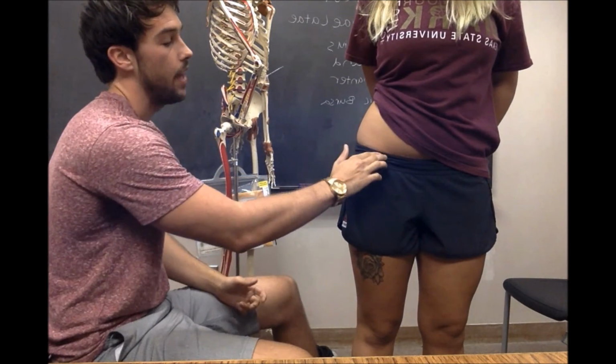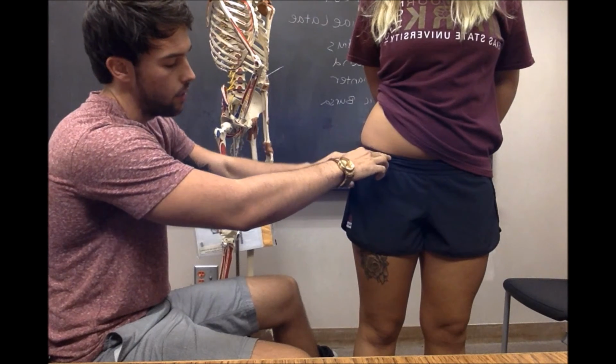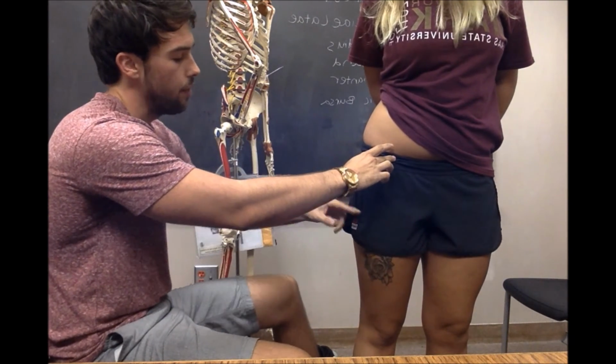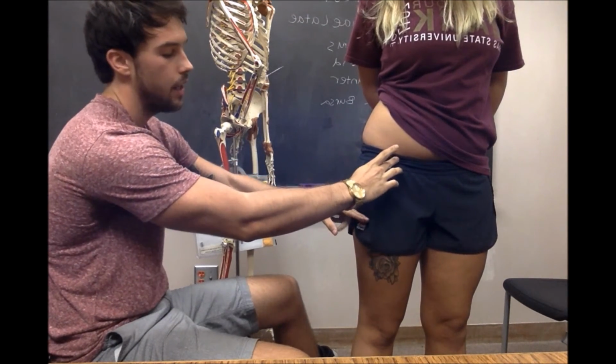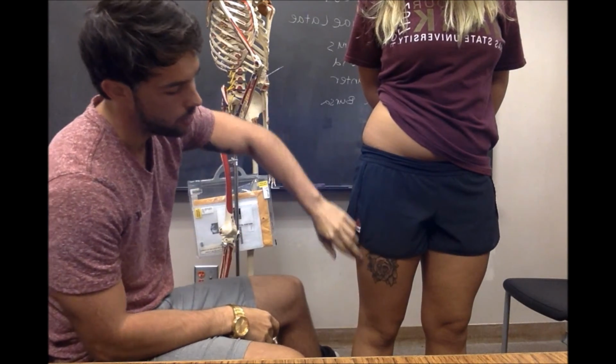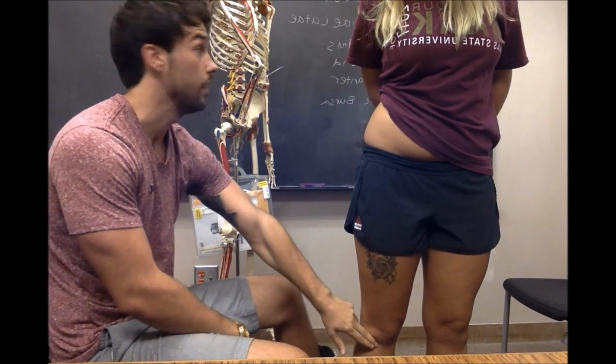It attaches from the ASIS and runs to about the mid-leg right here, and then it becomes the IT band going to the distal knee.